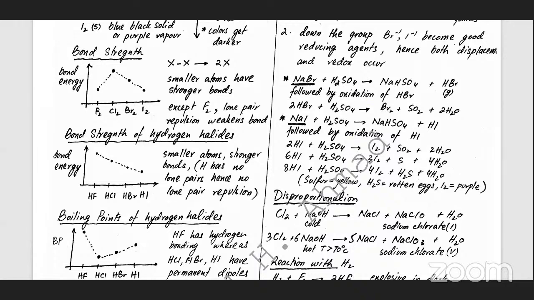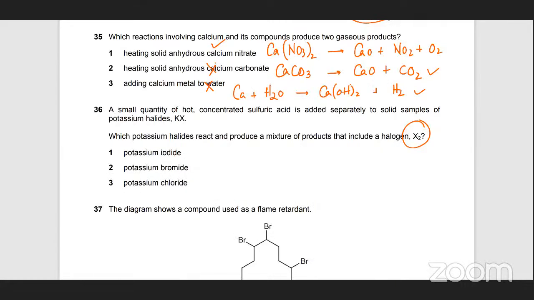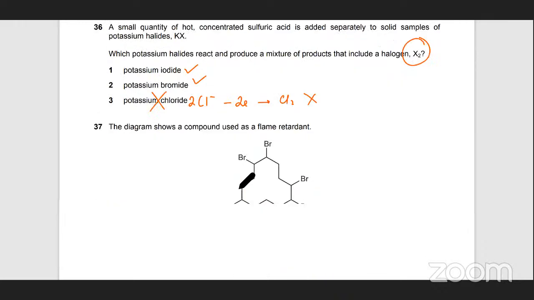So coming back to the paper, it's this one that's not going to react. Cl-1 doesn't really like to lose electrons. It's not interested in losing electrons. This is not going to happen. But I-1 and Br-1 are pretty good reducing agents. They would like to lose electrons, and sulfur would be forced to gain electrons. Okay, clear?